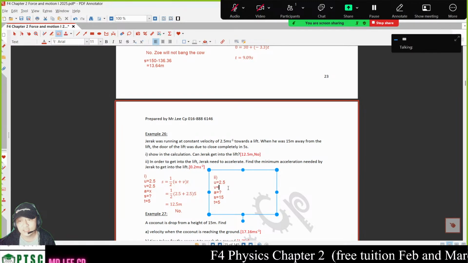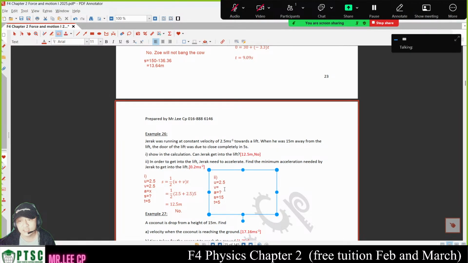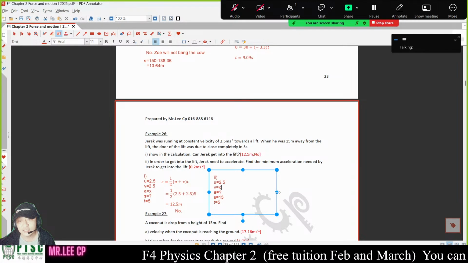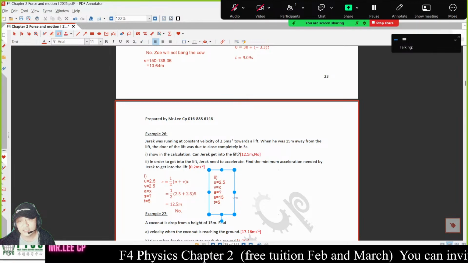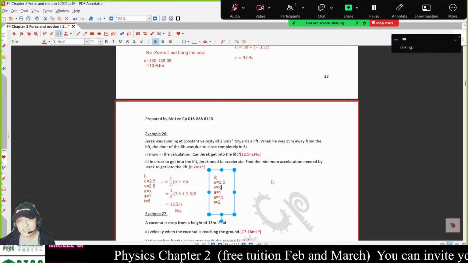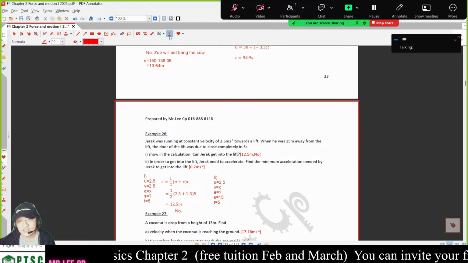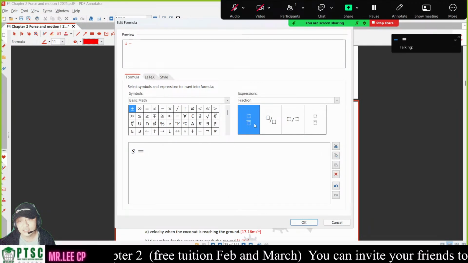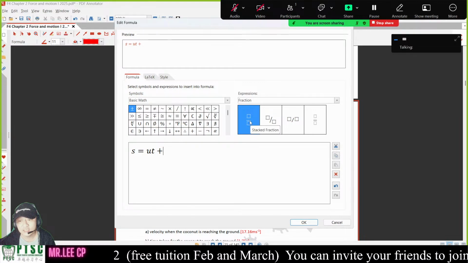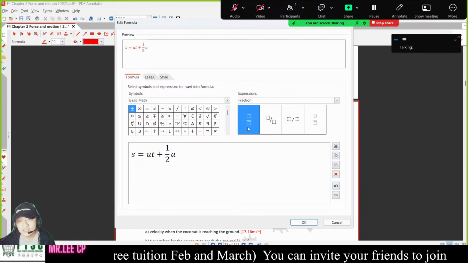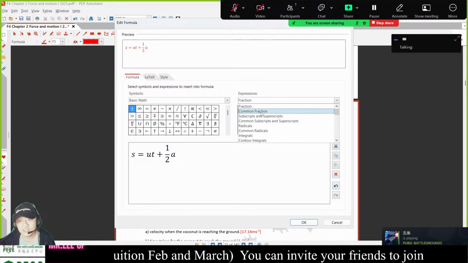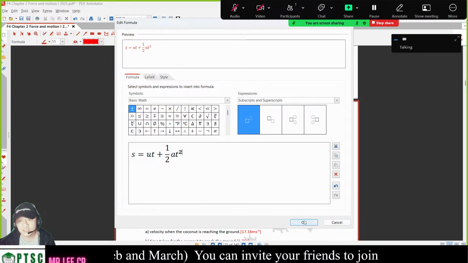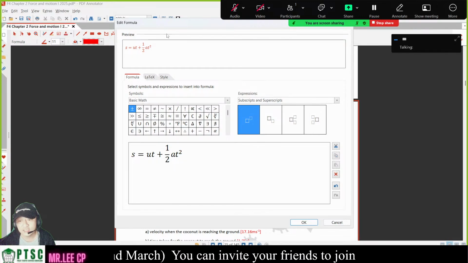Now, what is the V? V, I don't have it. No V. Which formula has no V? It is the third formula. Third formula: S is equal to UT plus half AT squared.